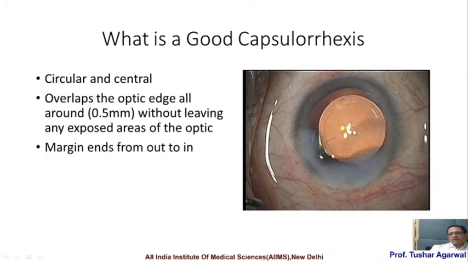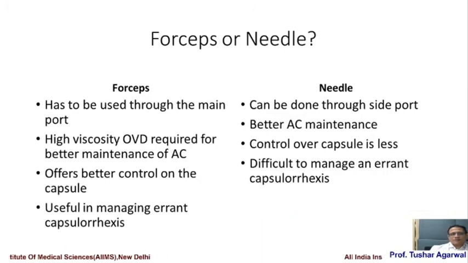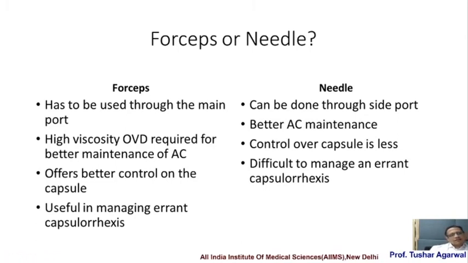One has to be careful that the margins while ending the rhexis have to come from outside to in, because if you make it from in to out, you can leave an area of weakness which can split, especially during hydro procedures. Now there has always been a debate whether to use a rhexis forceps or a capsulotomy needle to do this step. Now there are relative merits and demerits to both the instruments.